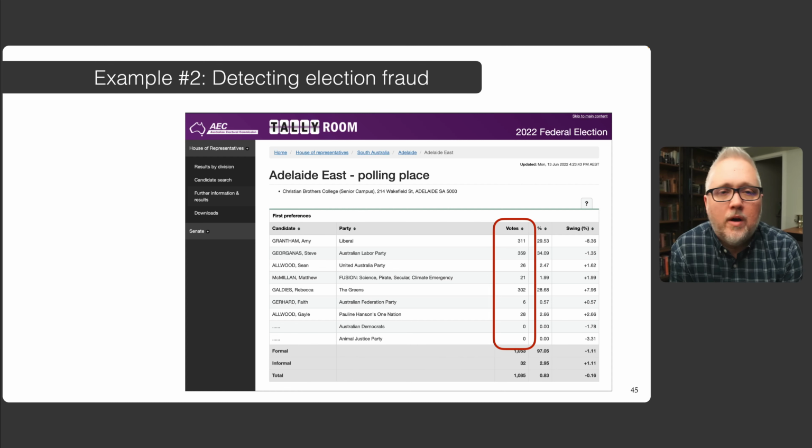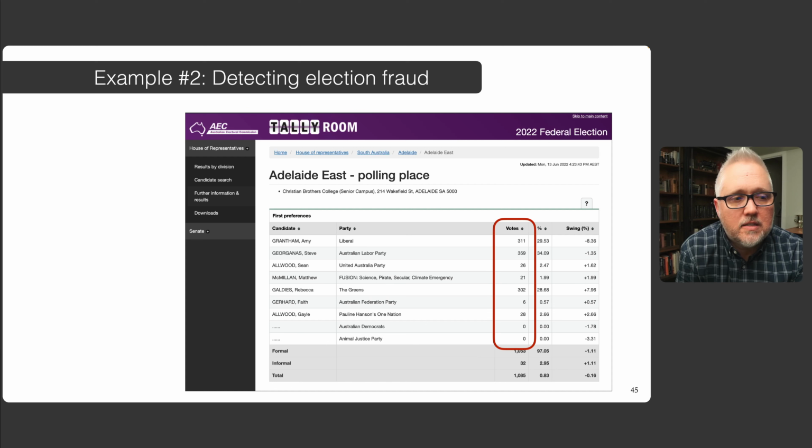This is a random one from Eastern Adelaide, Christian Brothers College on Wakefield Street. You can see the results for the different candidates from the latest 2022 May election. You had the Liberal Party candidate getting 311 votes, the Australian Labor Party candidate getting 359 votes, and so forth and so on.